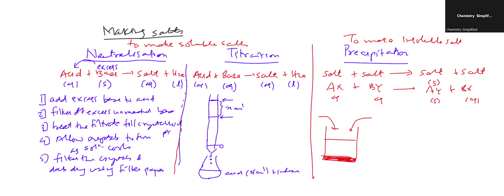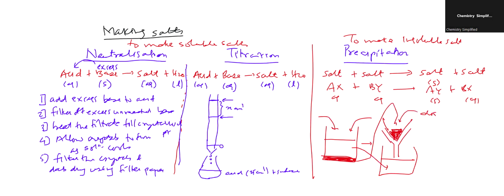Next step, I will simply filter this. So this insoluble salt will stay here, and the other products will go here. I want this to be pure, to remove any soluble impurities. Next step, I will add distilled water, which is called washing. For washing I will add distilled water, so this will not dissolve. This is insoluble, but whatever soluble impurities are there will rinse down. So now I have a pure precipitate, but it is wet.